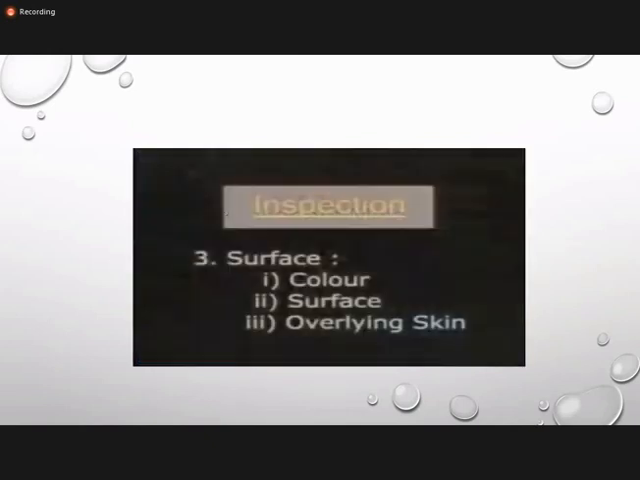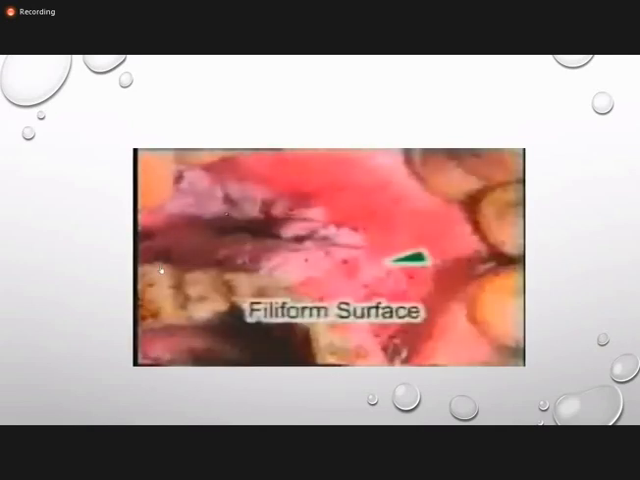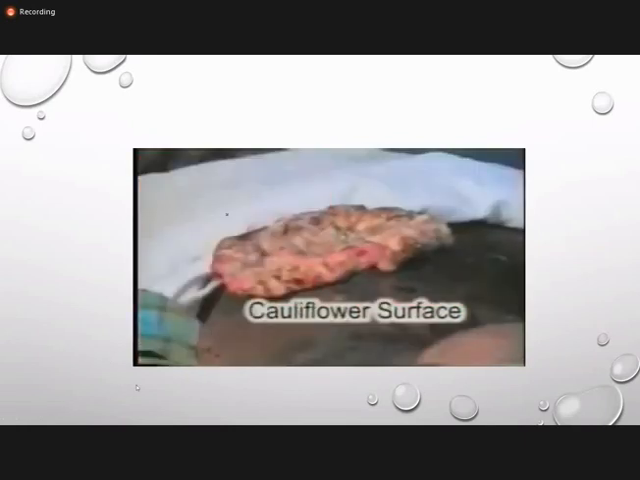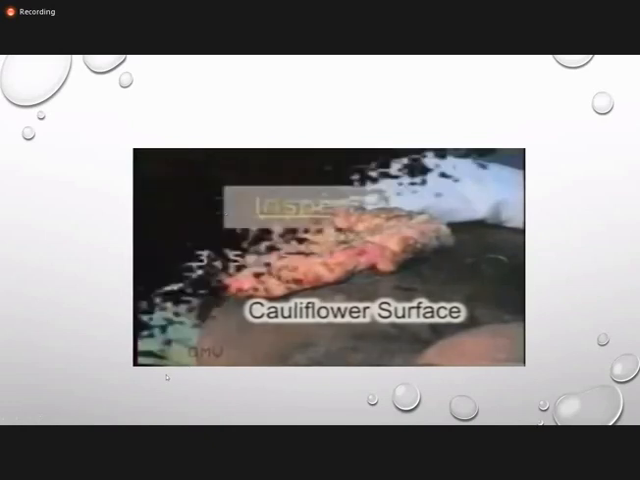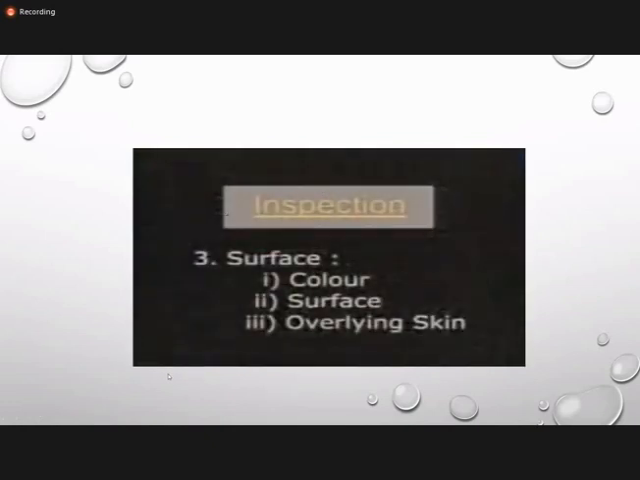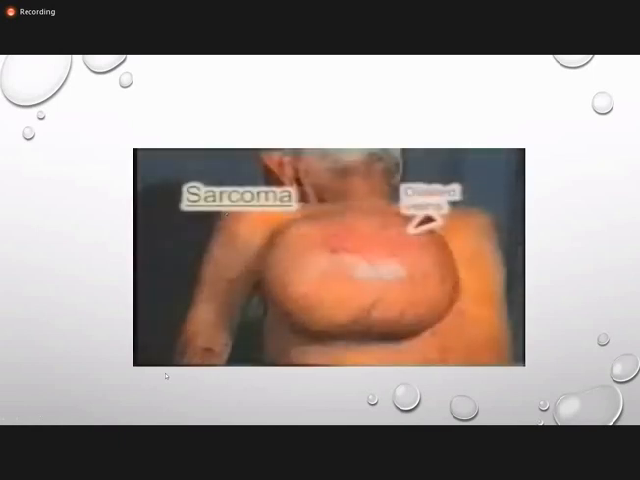Next, is the surface smooth or irregular? Note the typical filiform branches over a papillary carcinoma and the cauliflower surface of a squamous cell carcinoma. Now note the skin over the swelling, whether it is normal, inflamed, or ulcerated. A dense, shiny skin with prominent veins suggests a sarcoma.